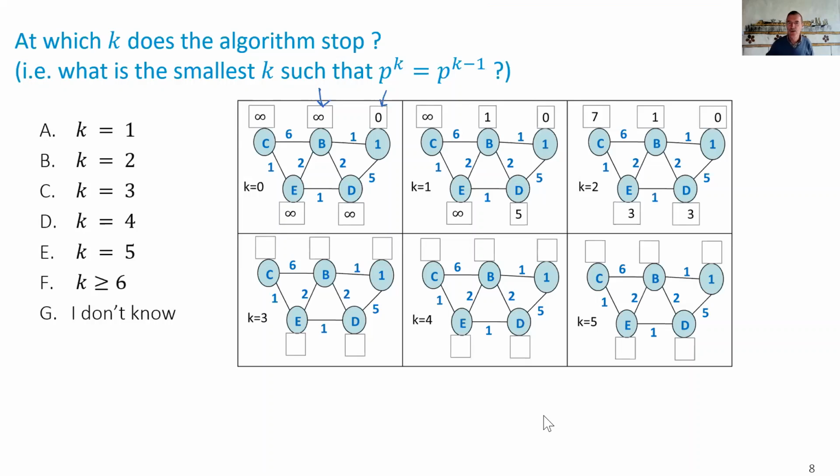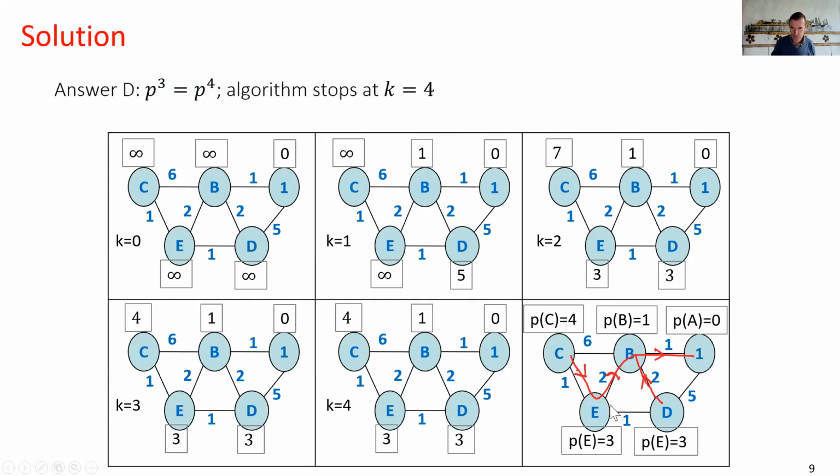The majority says D, which is indeed the correct answer. This is what we will obtain at the third iteration. We have those distances, and at the fourth one, the following one, they don't change anymore. So that is the final step for this algorithm.